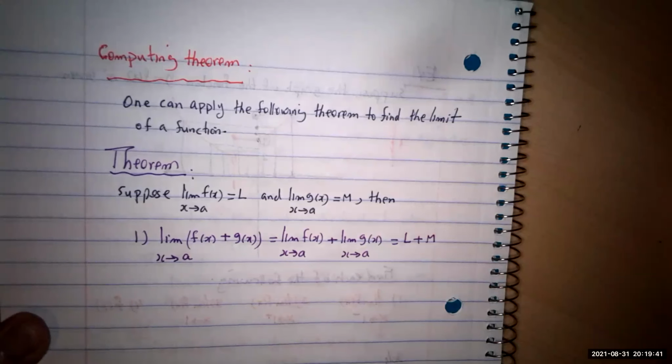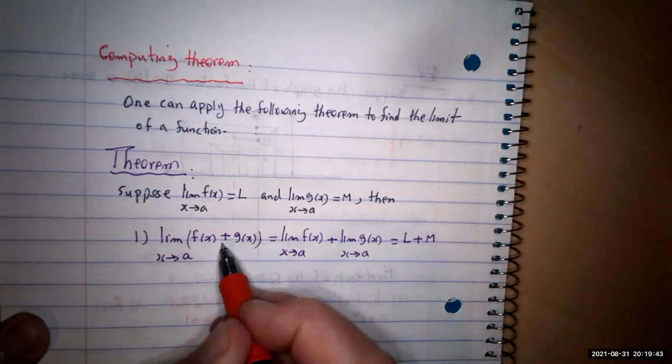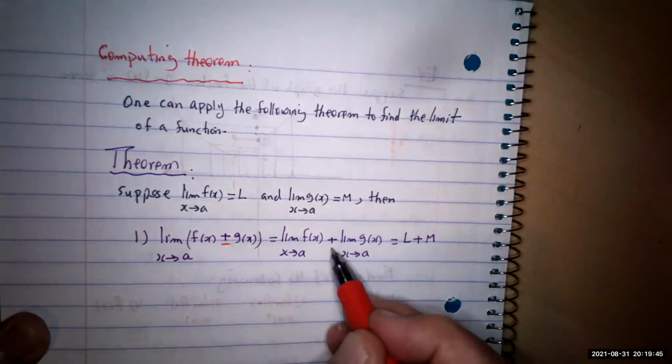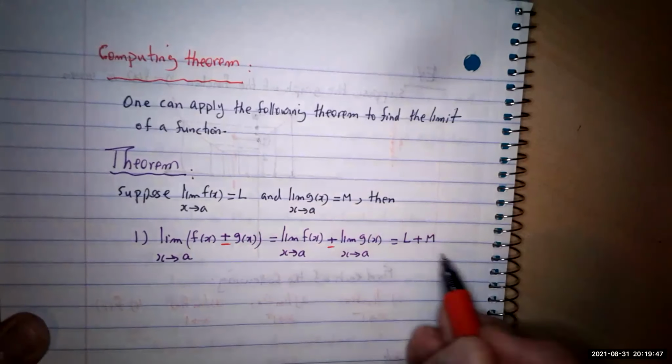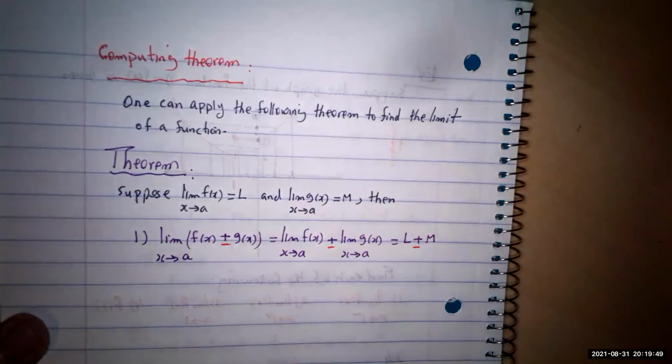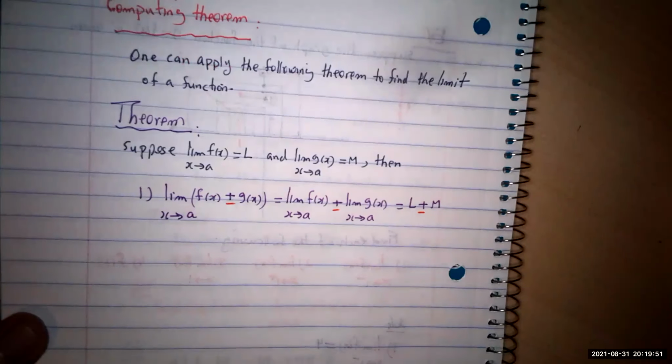It's the same for subtraction. If you have a difference, it's going to be the difference of the limits. That's it. Okay, the limit of the sum is the sum of the limits, the limit of the difference is the difference of the limits. That's the first one. Question? What's the second one?